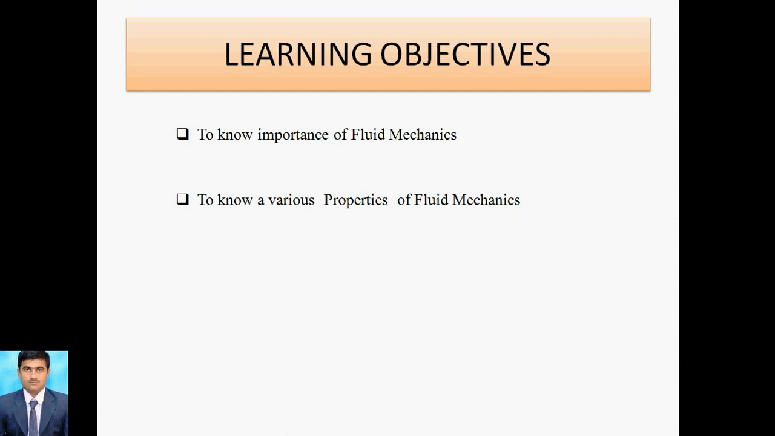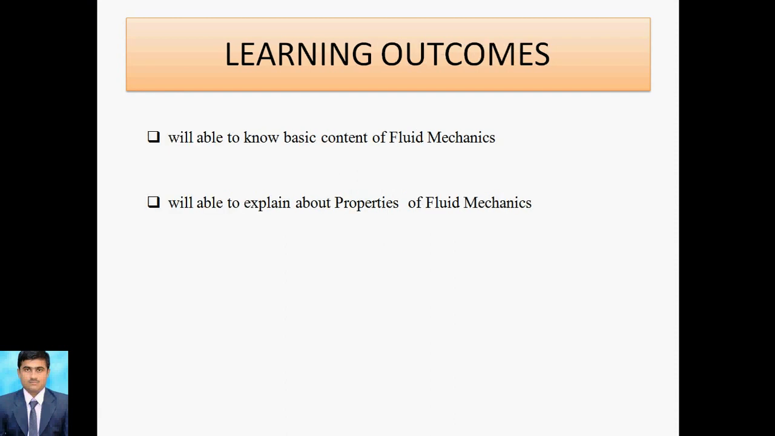The first learning objective is to know the importance of fluid mechanics. The second learning objective is to know the various properties of fluid. After this session, there are some learning outcomes. The first learning outcome is that the student will be able to describe the basic content of fluid mechanics. The second learning outcome is that the student will be able to explain the properties of fluid.